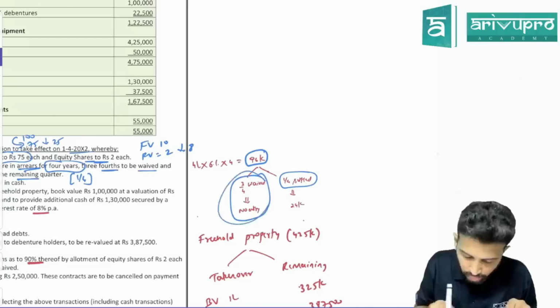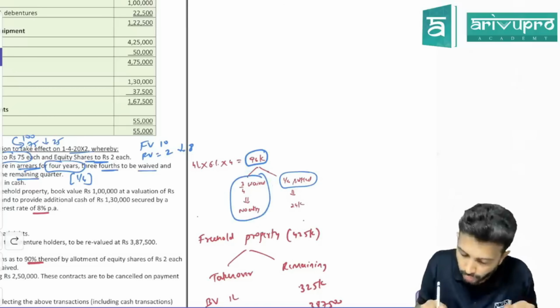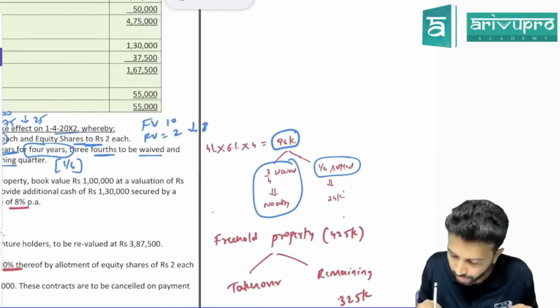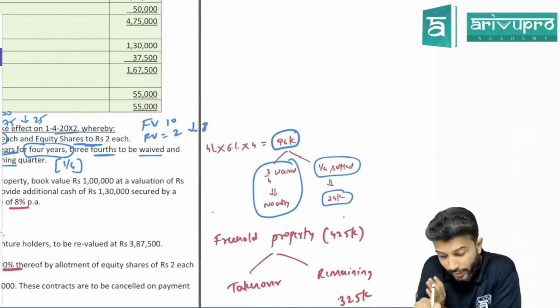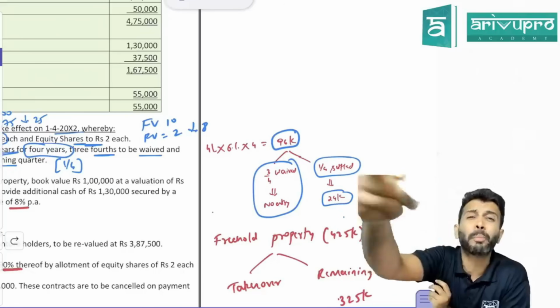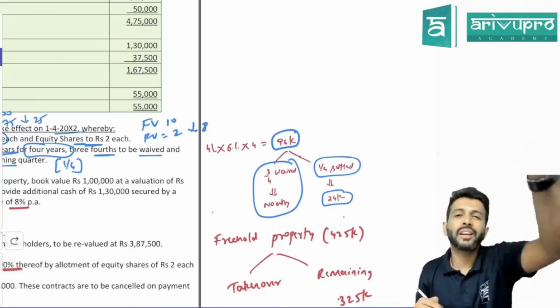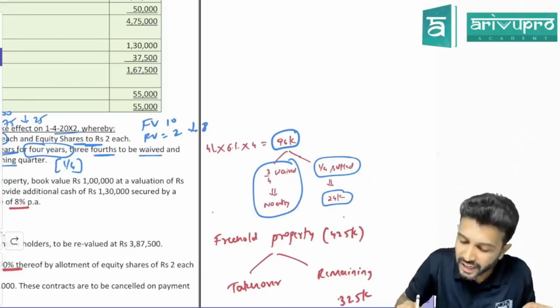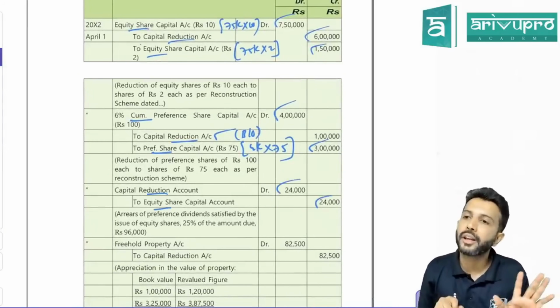In this, 3/4 they waived off or sacrificed. Any journal entry for that? No. For 1/4, you calculate, sir. 96,000 into 1/4 is how much? 24,000. For this 24,000 also, will you say no entry or do you have to pass an entry? Pass an entry. What is the entry, sir? Reconstruction account debit to equity share capital. Passed? Check. Oh, perfect. This is the entry. Done?